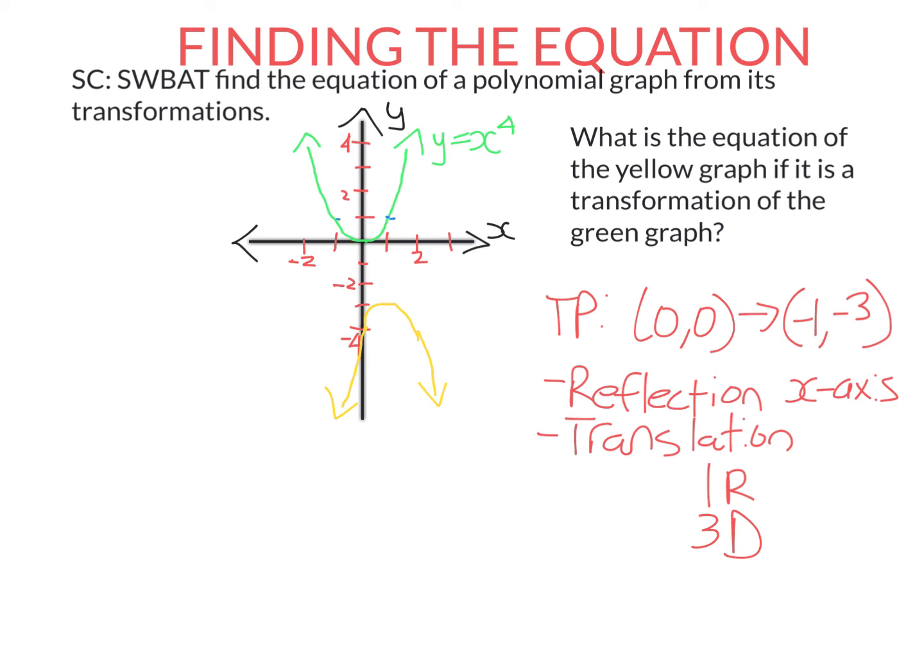So then what would be the equation? So the original equation was y equals x to the power of 4. Because it's been reflected about the x-axis, what we need to do is put a negative out the front. Now, it was translated 1 unit to the right. Remember, when translating right, it sort of goes the opposite way you'd expect. We went 1 to the right, so this number in the brackets is negative. We need brackets around it. And then to go 3 down, we need to subtract 3. This would be the equation of the yellow graph based on its transformations.